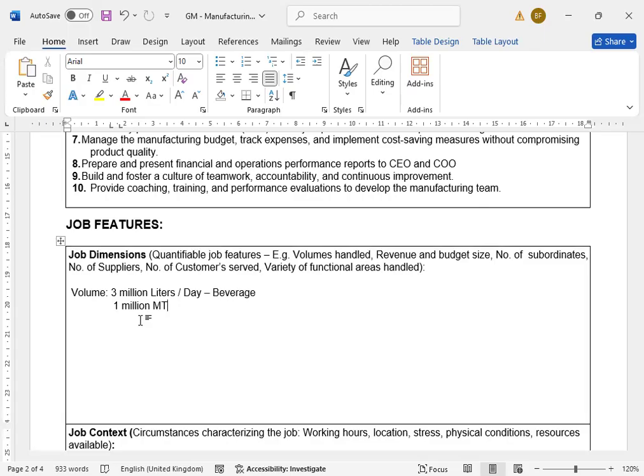Just sample. I'm not really sure if some machines can produce 1 million, really 1 million metric tons per day. It could be. And this is for the food, for example, a combination of broiler chicken, fillet, chicken fillet, things like that.